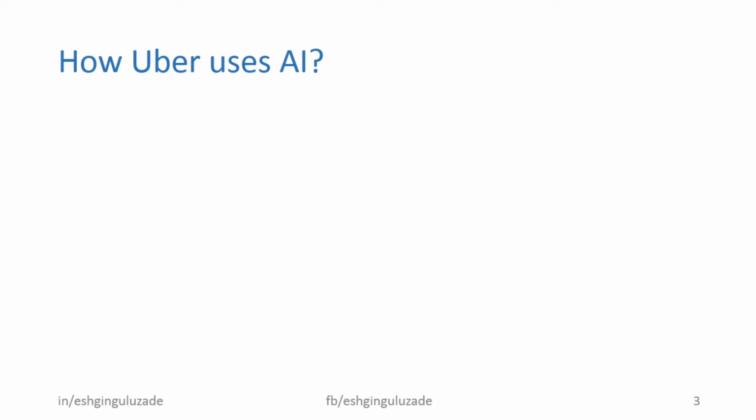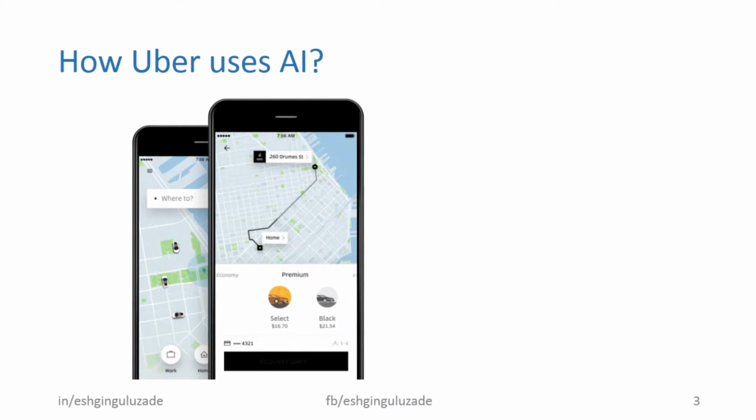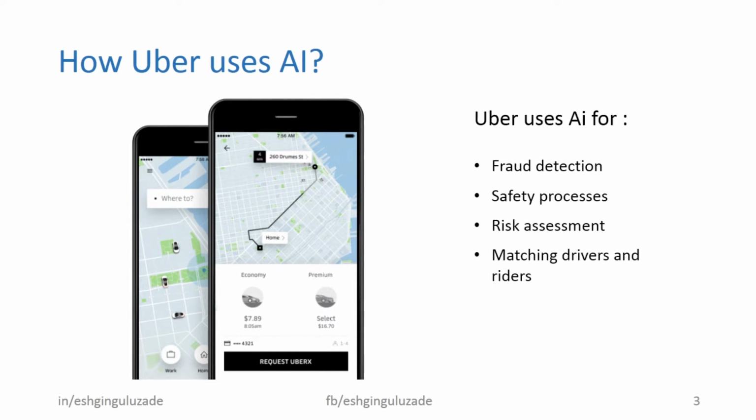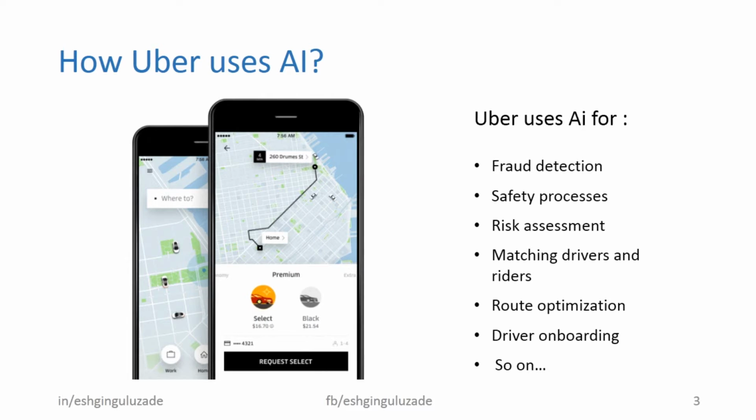On the face of it, the Uber app is so simple. With just a couple of clicks, you can request a taxi within a few minutes. But the point is, behind the scenes, there's an advanced technology platform which is based on artificial intelligence. Uber uses AI for fraud detection, safety processes, risk assessment, matching drivers and riders, route optimization, driver onboarding, and just about everywhere else it's possible to apply.